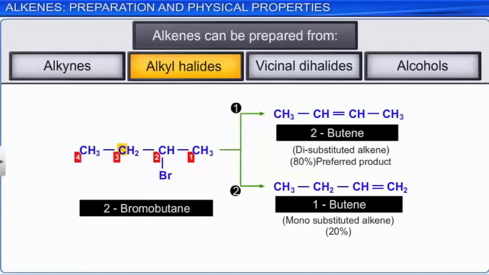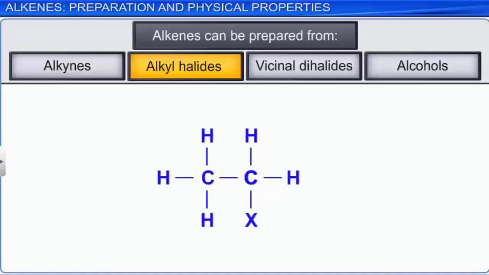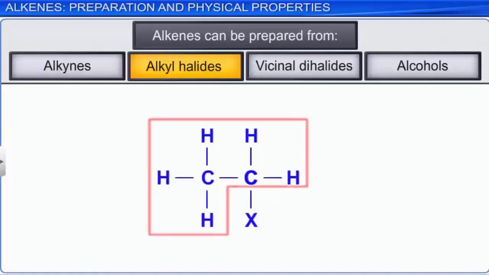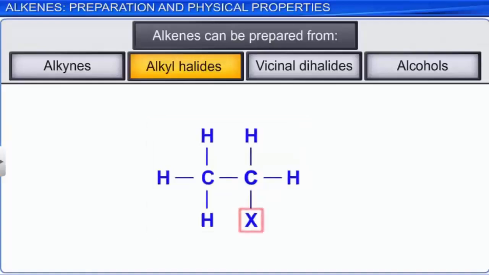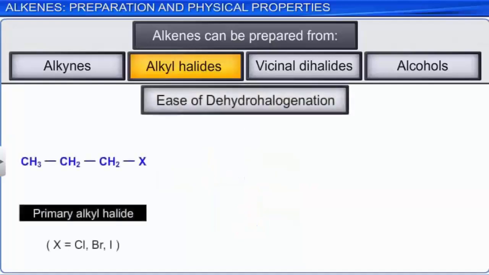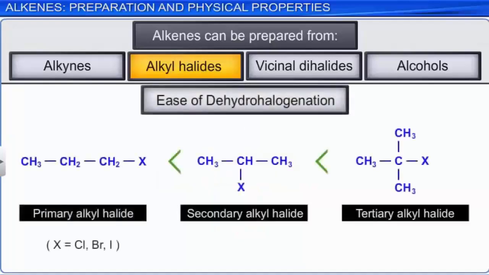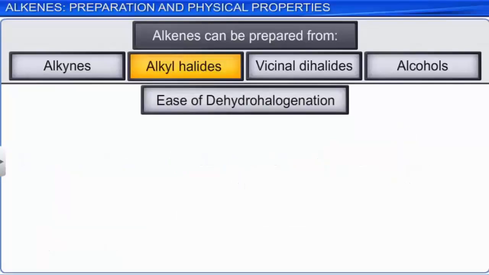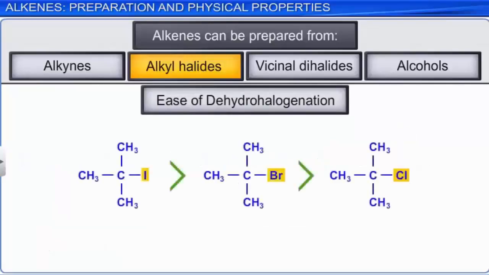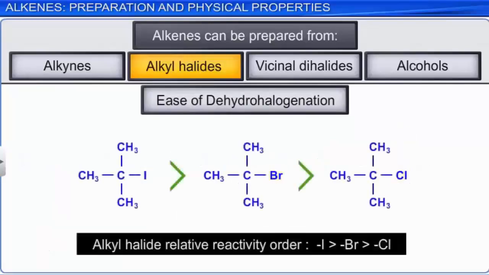The rate of reaction depends on the nature of the alkyl group and the halogen respectively. The rate increases from primary to tertiary alkyl halides as shown here. The rate is also affected by the halogen atom attached and is the highest for iodine and lowest for chlorine.